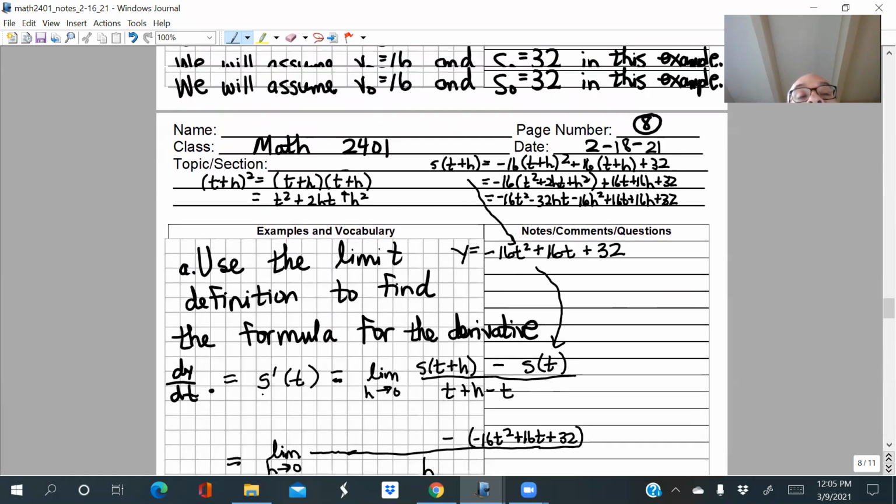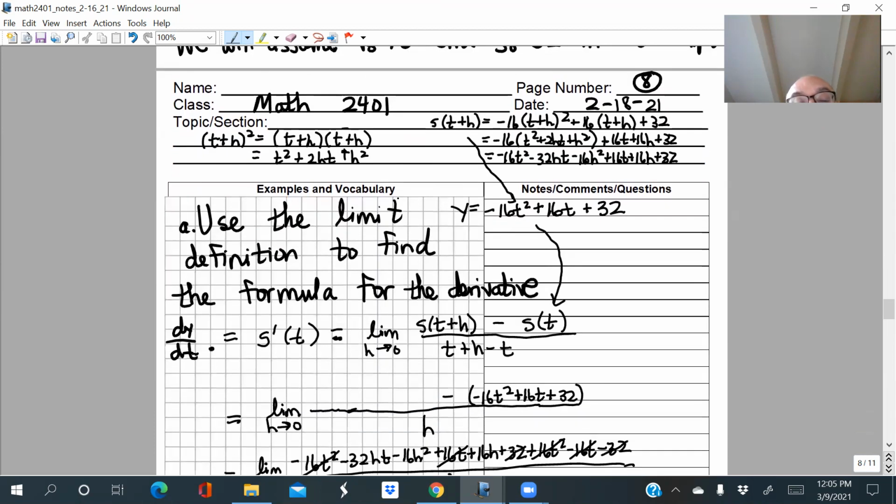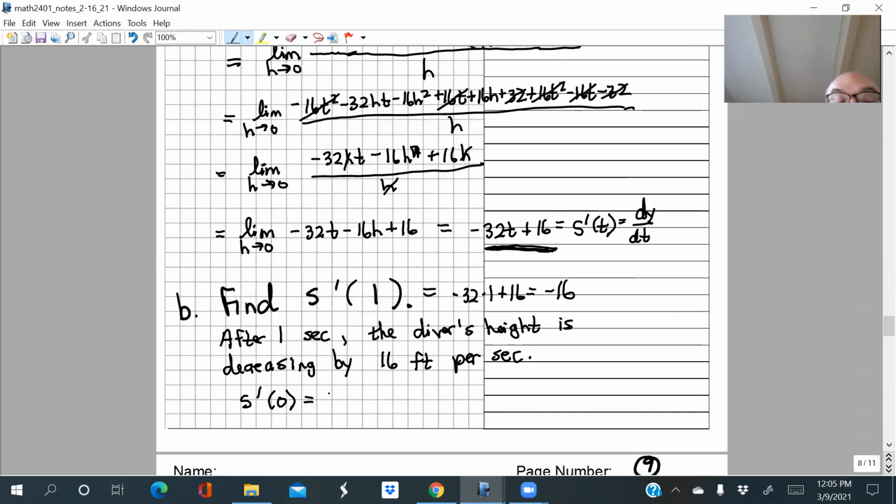We were told initially how fast was the diver going? The initial velocity was 16, okay? So you know that S prime of 0 was 16 because you were given that at the start of the problem. So when the diver originally jumped, his height was increasing by 16 feet per second. He jumped up, but after 1 second, he's already falling, okay? That makes sense.